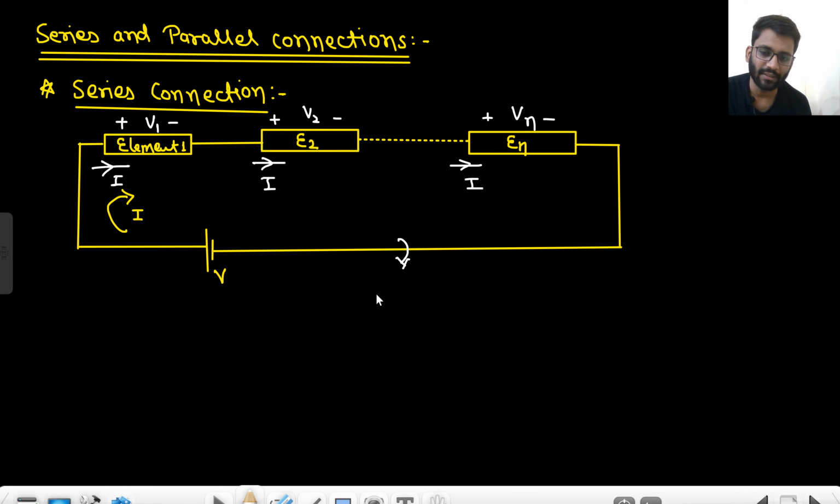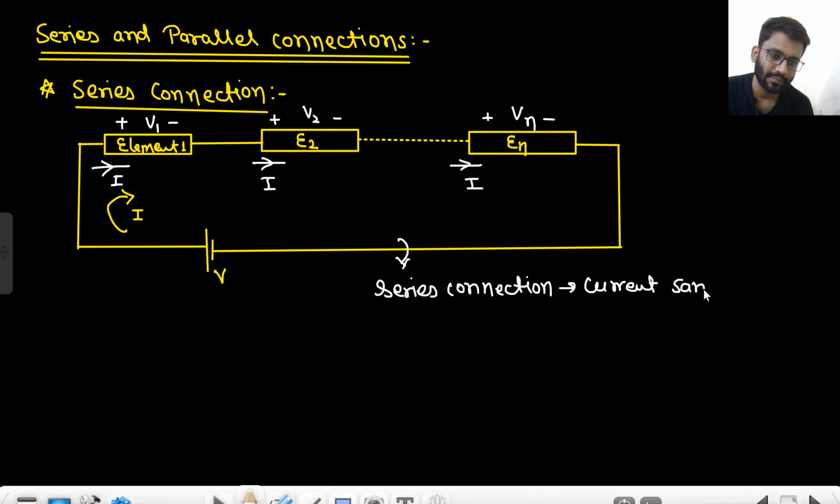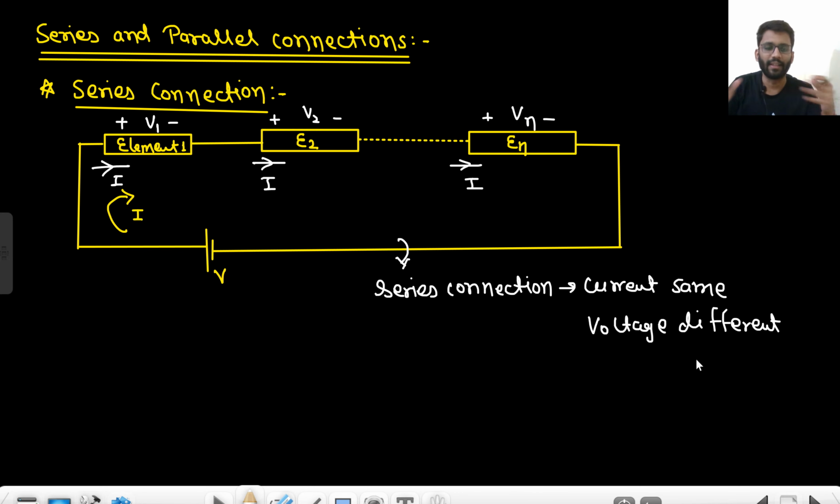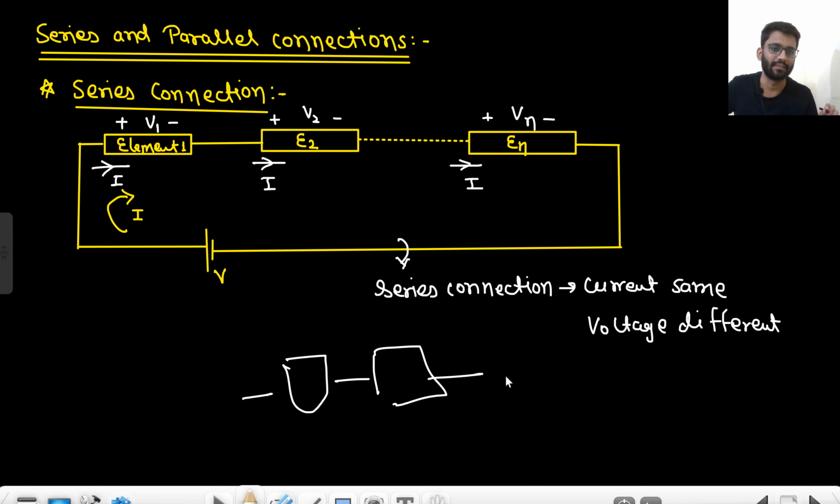So what does series connection mean? Series connection simply means current same and voltage different. It's not just specific to resistance or transistor or capacitance or inductor. It's specific to anything. Let's say someone is saying that you have two systems in series. What does that mean? That means they are connected like this. And for systems we can call it cascade as well, that we will study later on. But this is the series connection.